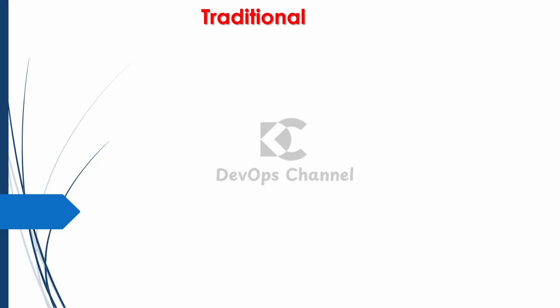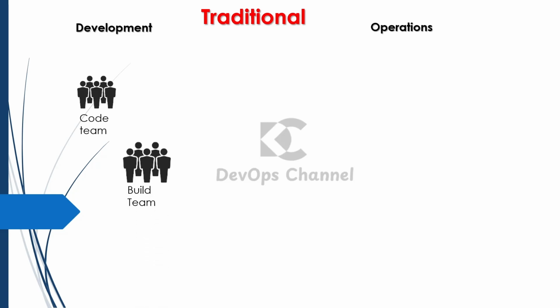How it works: earlier there were two teams, development and operations. In development there are different kinds of teams. Suppose there is a code team, a build team, and a test team. They are working on their own and there is no communication between them. They are just providing their code and their results here and there, and then it will be deployed.